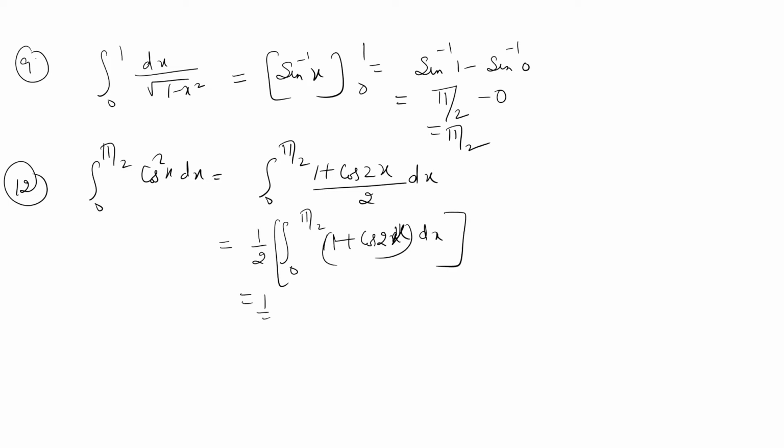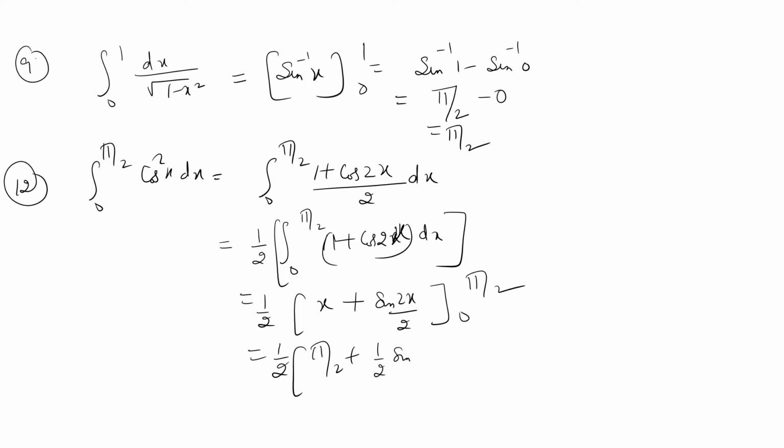I'll keep on integrating it as I know how to integrate it. So it turns out to be half, then 1 is for x. This becomes, don't go for the minus sign, okay? Because we generally feel that the derivative of cos is minus sine. Always remember that here you are integrating, not differentiating. So this becomes pi by 2 plus 1 by 2 sine 2 into pi by 2, which is pi, minus this becomes 0, and this is minus again sine 0.